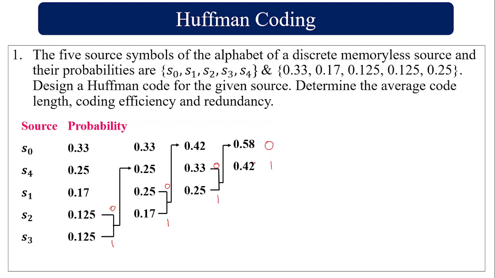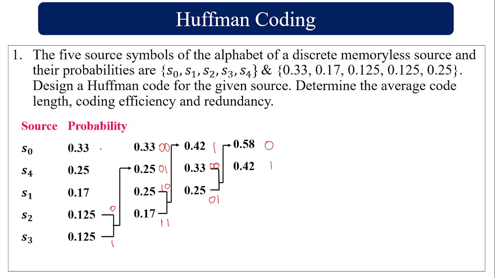So the 0.42 value is going to be 1. And here, the sum of these two probabilities has given the new probability 0.58. The code word of that should be prefixed for both, so 0, 0, 0, 1. And again this 0.33 is 0 0 and this 0.25 is 0 1. Now the addition of these two probabilities has given a new probability whose code word is 1, so that should be prefixed for both.